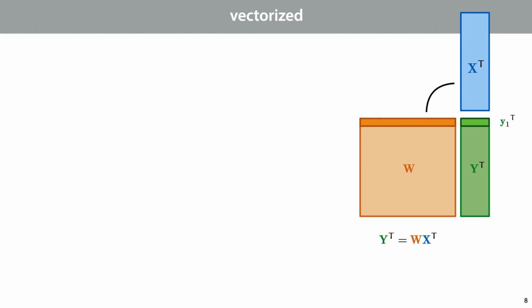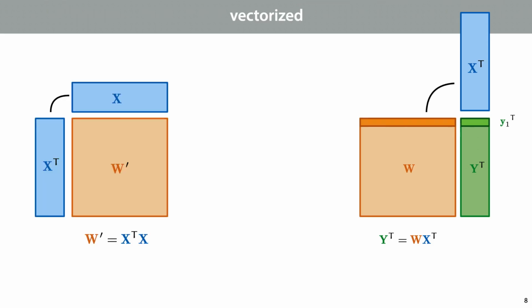Next, we need to figure out how to easily compute this matrix of weights W. We'll start with the matrix of raw weights W prime. The element ij of this matrix is the dot product of two vectors, i and j. This is essentially the definition of a matrix multiplication. This means that if we set up one matrix with xi as its ith row and one matrix with xj as its jth column, multiplying these together will give us W prime.